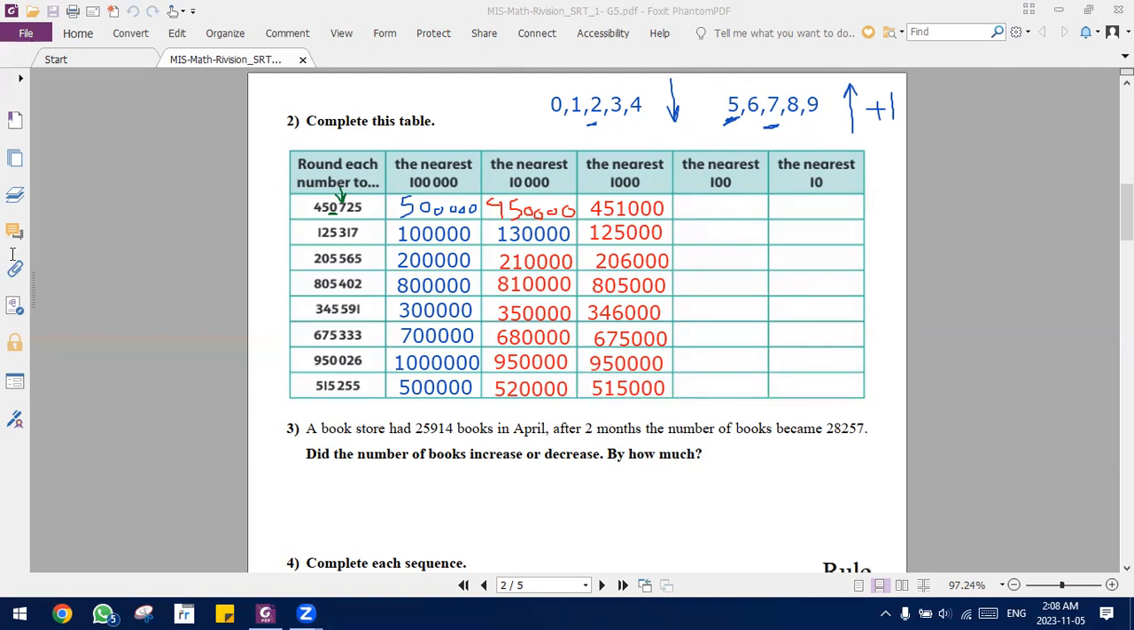Next one, to the nearest 100. We do the same thing. We underline the 100 value, so to the nearest 100, we underline the 100 value, which is 7. 7 is the 100. Then we check the number behind it, which is 2. Is 2 round up or down? It's round down. So 450, and then we write 7.